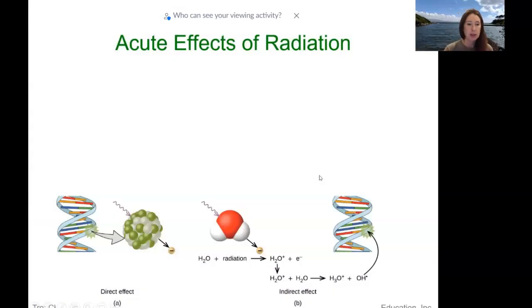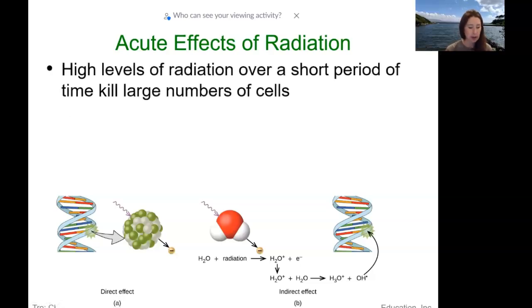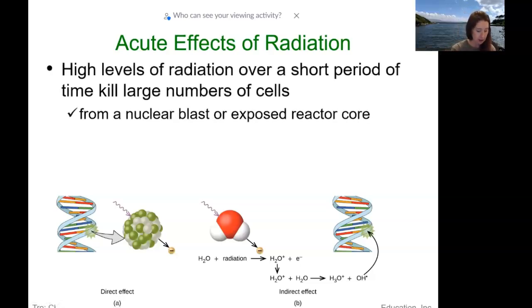Okay, so now there are two different types of radiation effects that can occur: direct and indirect. Ionizing radiation can either directly damage the DNA, which causes these free radicals, which we're going to look at, or it can indirectly damage the DNA. How it indirectly damages the DNA comes mostly from water. The radiation hits the water and it creates what's called a free radical. So you see this right here?